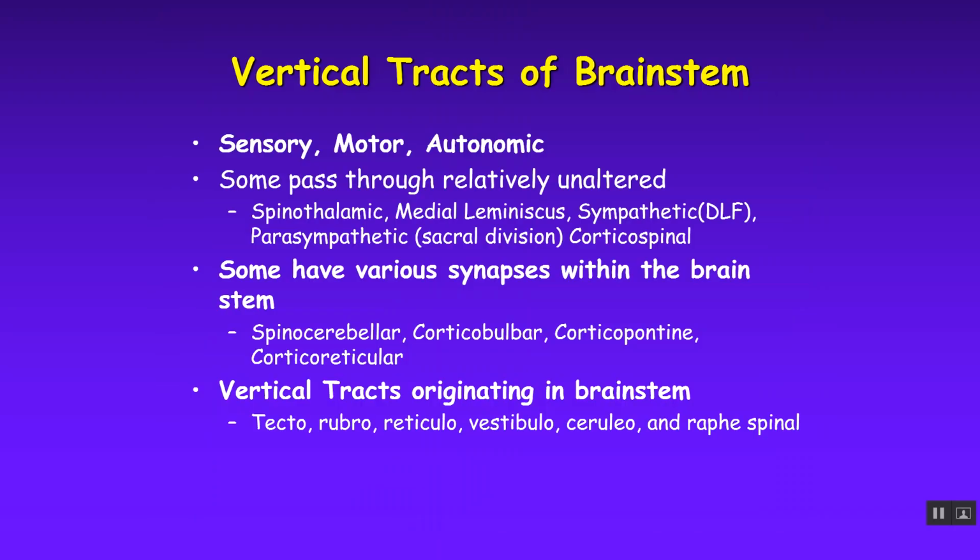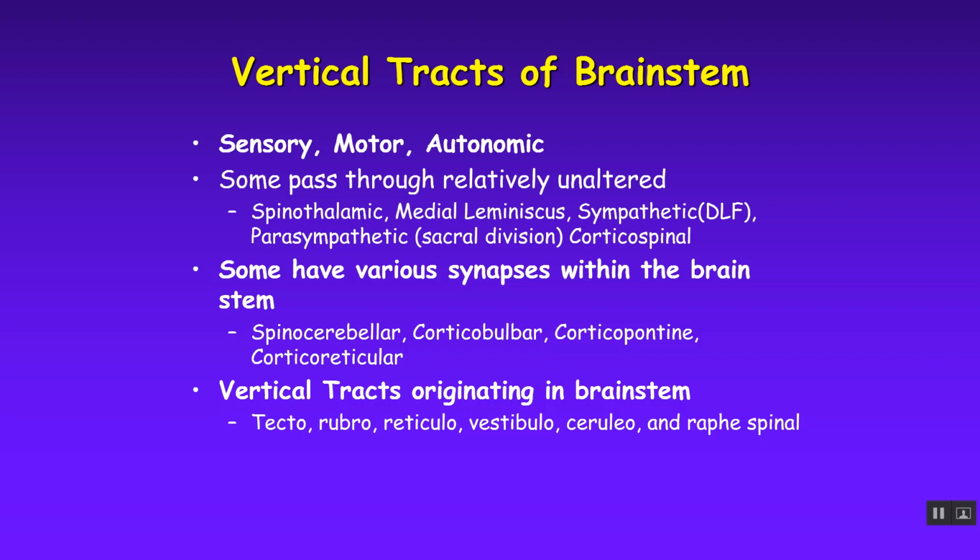Okay, so that's the outside of the brainstem. Now we're going to go inside the brainstem. This is stuff you've all heard or we've talked about already. So the brainstem, it's amazing the stuff that's going on in this brainstem, but there are vertical tracts that either run through the brainstem or stop in the brainstem. You have sensory, motor, and autonomic vertical tracts that run through or connect to the brainstem.